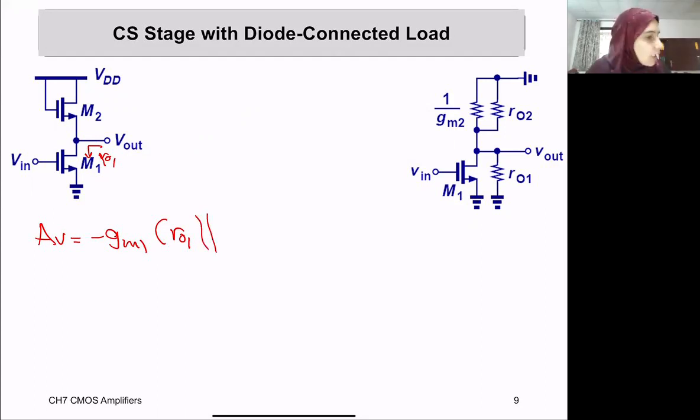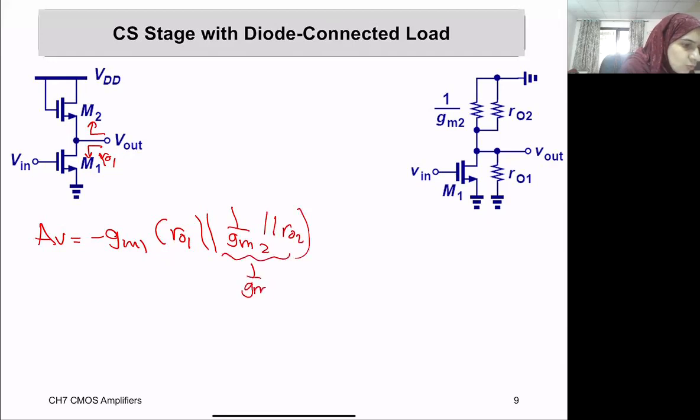Your load is basically from the Vout looking up at the load that's here. Now, if you remember, this was diode connected, and we are also looking from the source side. So what impedance are we going to see? Do we see an Rout alone, or what? We will see 1 over gm2 in parallel with Rout. If we just treat this as 1 over gm2, I'm okay. So it will be minus gm1 times Rout1 in parallel with 1 over gm2.